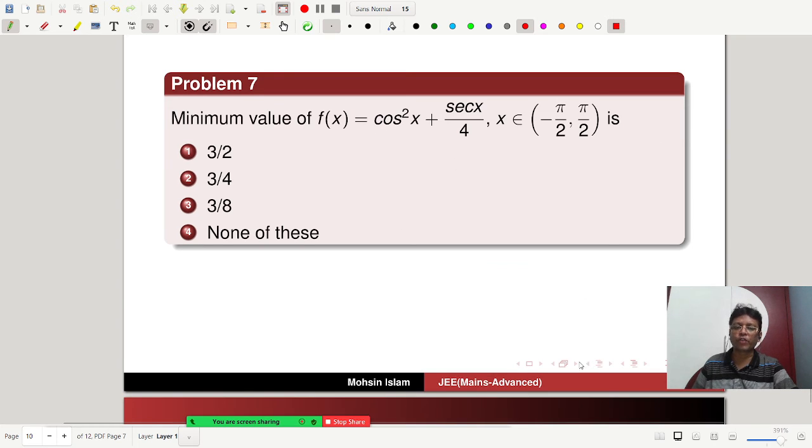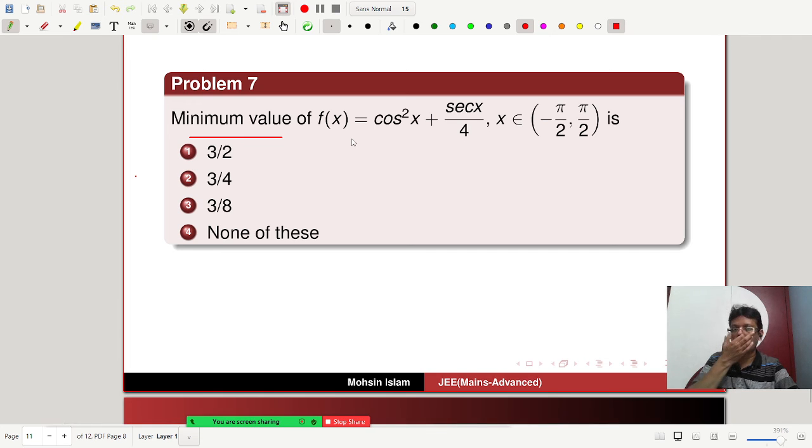Yeah, this is a trigonometric problem. You can use trigonometry, you can use AM-GM. So AM-GM-HM will be very helpful. The function is f(x) = cos²x + sec x / 4, and you have to find the minimum value of this.